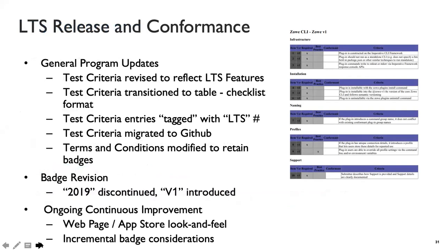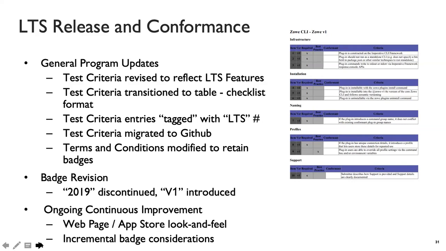So how did we revise the conformance program with the introduction of the long-term support release of Zowe? In general, we revised some foundational pieces of the program. We made some general program updates, including modifying the contents and format of the test criteria itself. That is, features that were specifically introduced with LTS needed conformance specifications. So the list of criteria got longer. One area, as Bruce mentioned, was the change in the z/OS installation.